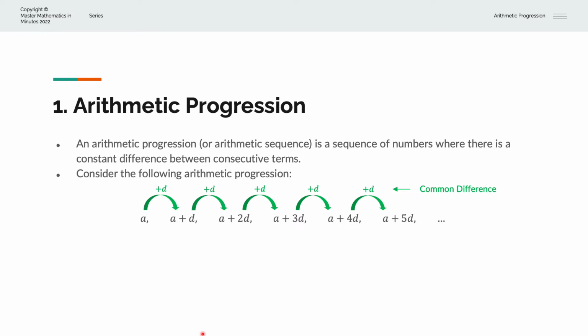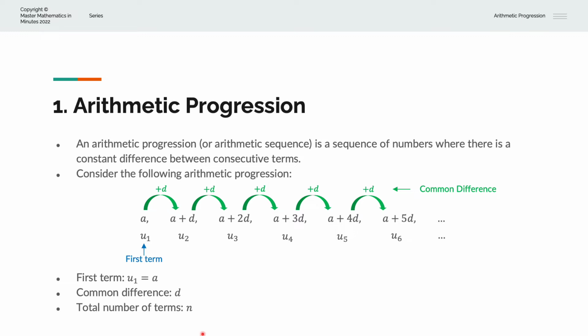And we'll label the first term as u1, the second term as u2, the third term as u3, and so on. And we'll call the first term u1 equals a. And the common difference is denoted as d. And the total number of terms in this progression is n. And n can be any number. It can be 5, it can be 10, it can be infinity.